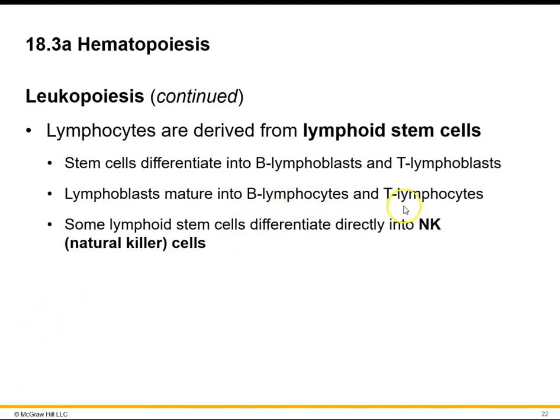Your B cells and your T cells are going to be involved in adaptive immunity. And we'll talk about this more in detail when we get to that chapter. But just, in a nutshell, the T cells are going to target cells that are infected. The B cells are going to produce antibodies that act on pathogens and infected cells.